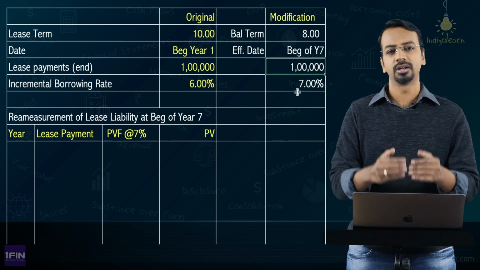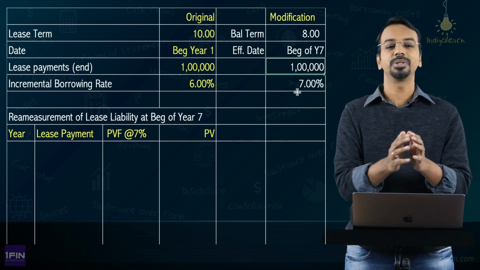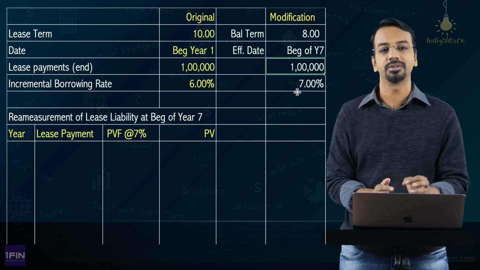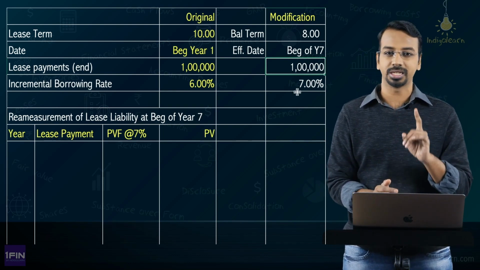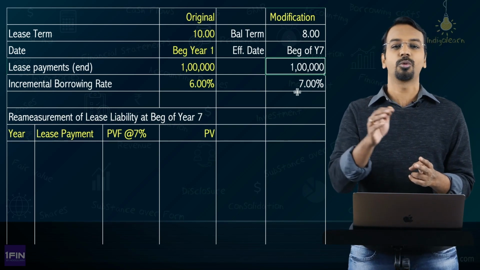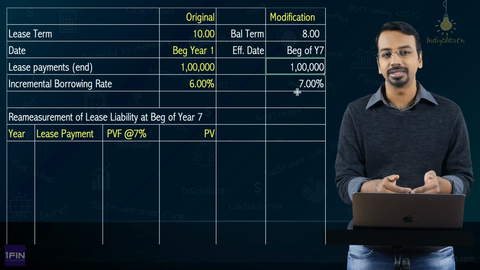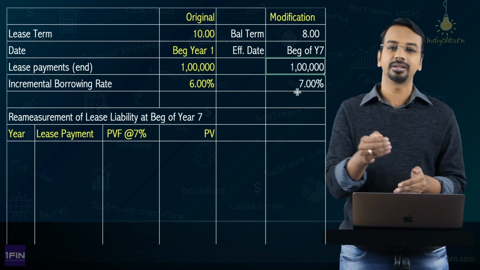So what we need to do here is identify what should be the revised lease liability at the beginning of year 7. That is the first thing. Then we need to see what the lease liability was based on the original contract at the end of year 6, and the difference between these two will be adjusted to the lease liability and the right of use asset.